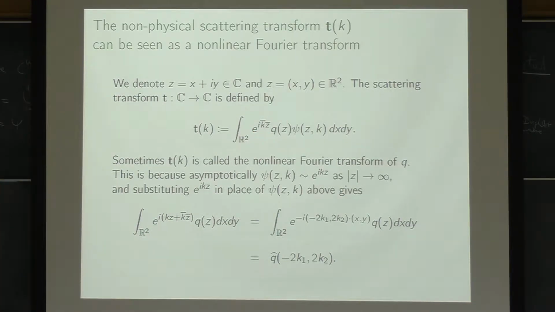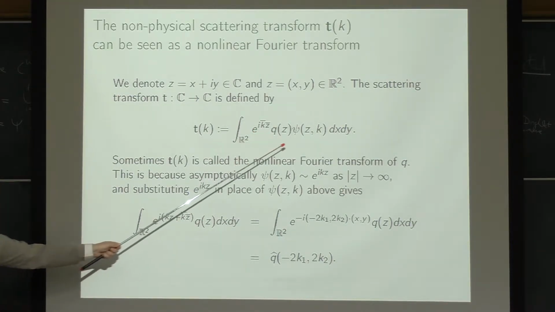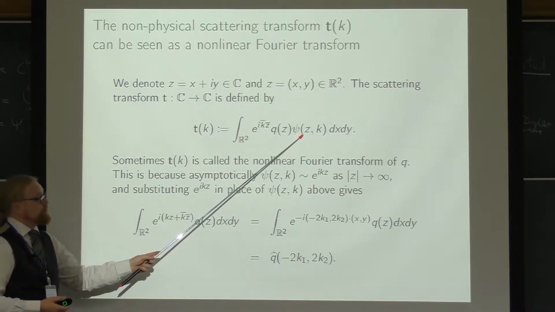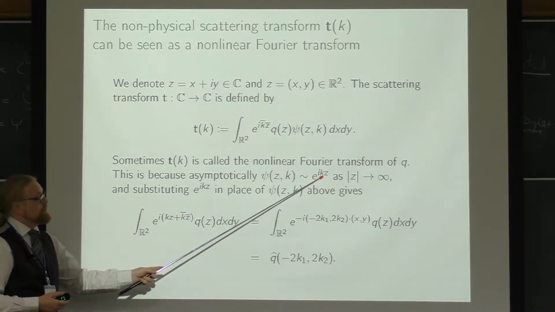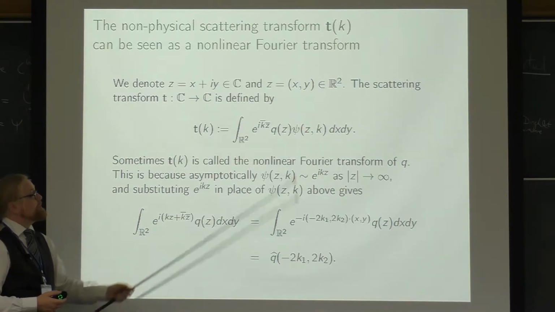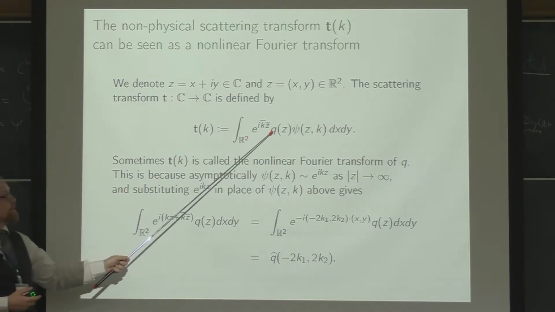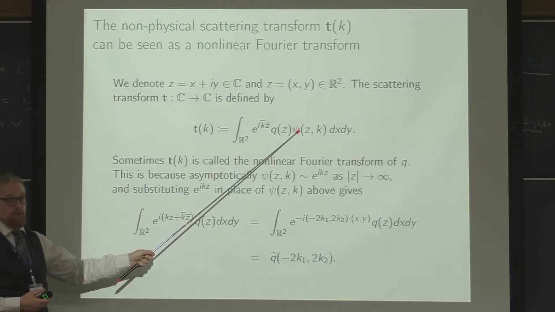Why is it called the nonlinear Fourier transform? Well, if you put here, instead of psi, just e to the ikz, and make a little computation, you see that actually it's the usual Fourier transform of Q. But psi really is not equal to e to the ikz. It depends on Q via the Schrödinger equation. So this is nonlinear because Q is here and Q is also here.